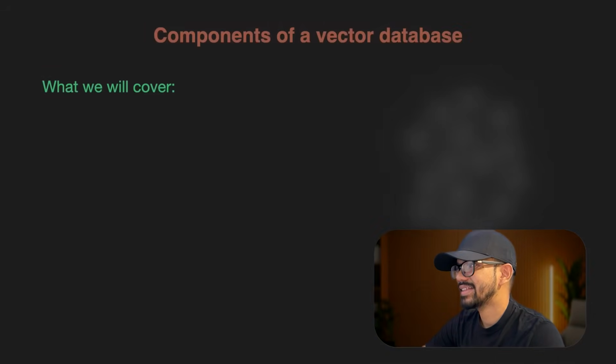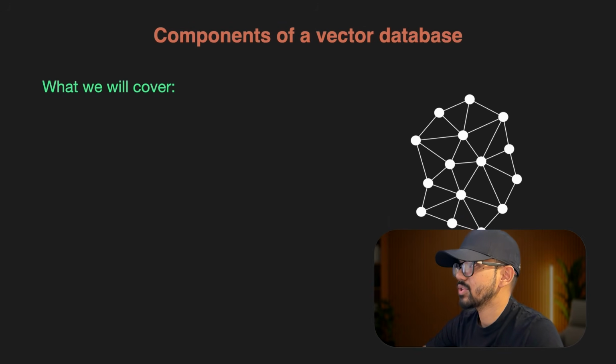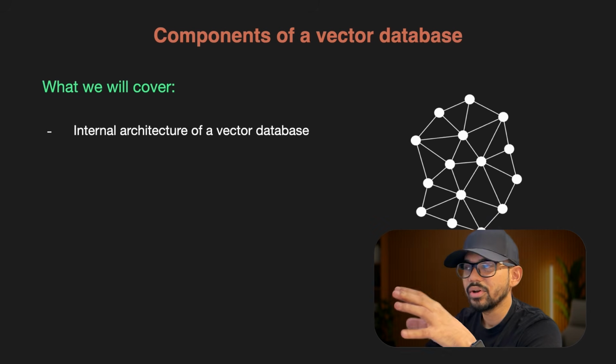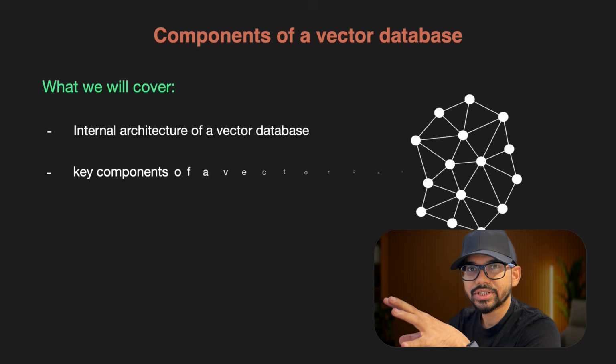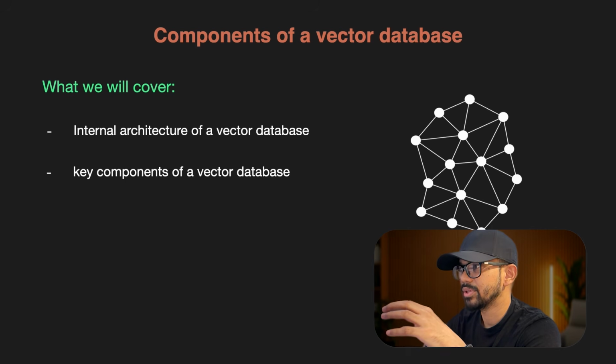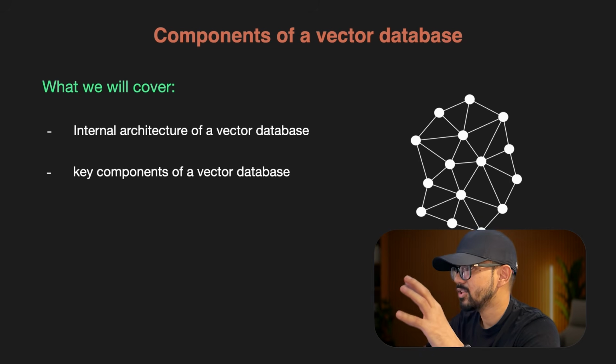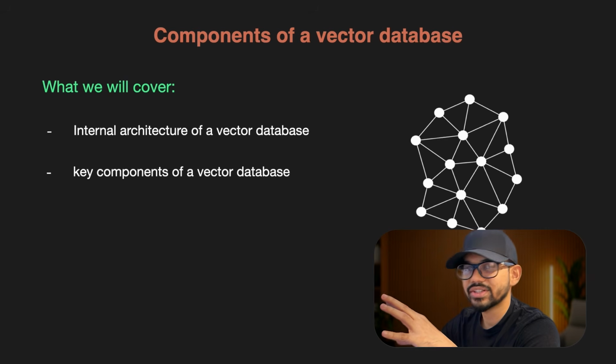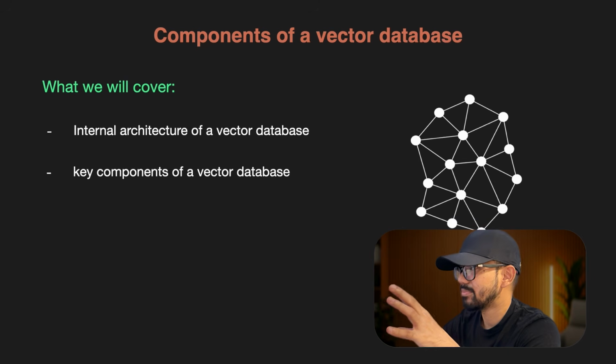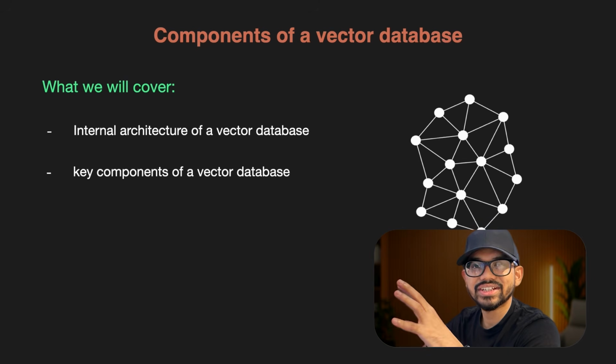Hey everyone, welcome back. Today is day 6 of our Vector Databases 0 to Hero series. In this video, we will explore the key components of a vector database, and we'll also see how these components work together to make similarity search extremely fast and scalable. By the end of this lecture, you will have a solid understanding of how a vector database stores, indexes, and retrieves high-dimensional vector embeddings efficiently. So without wasting any time, let's dive in.